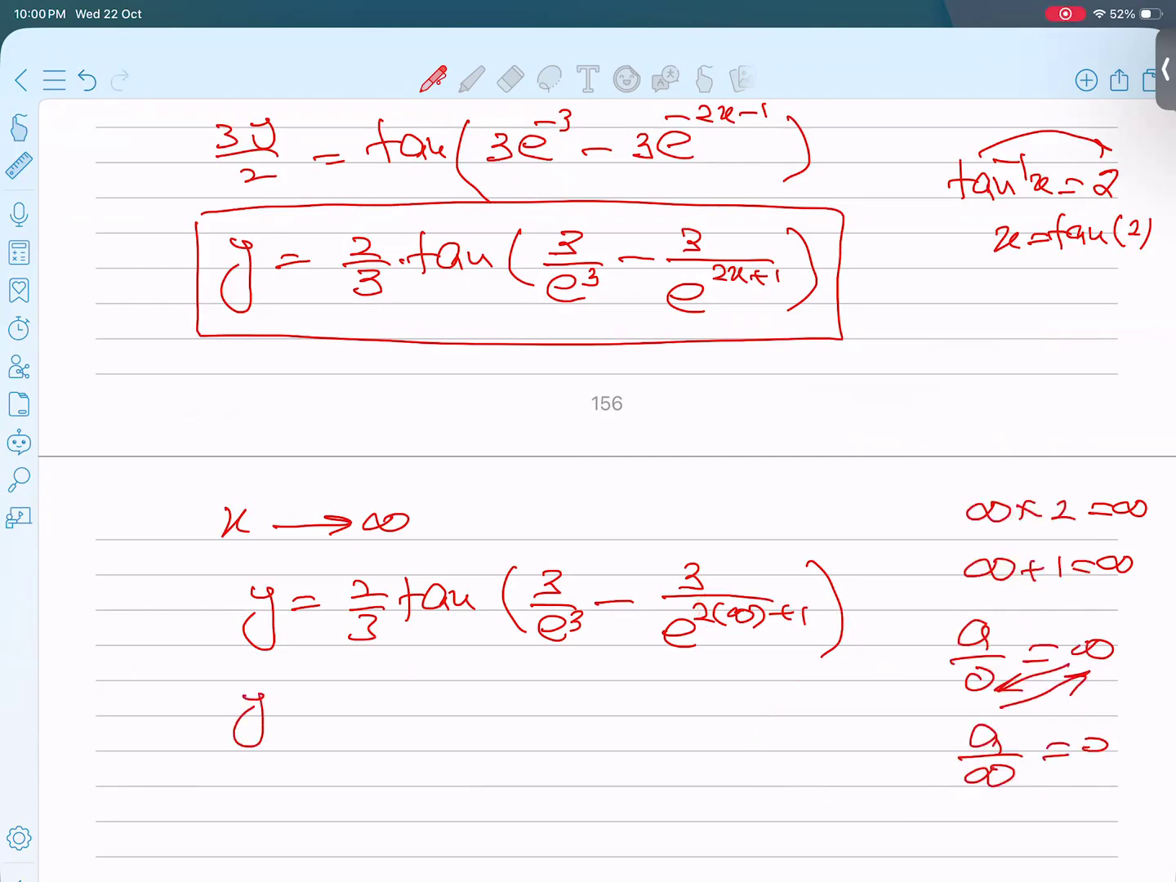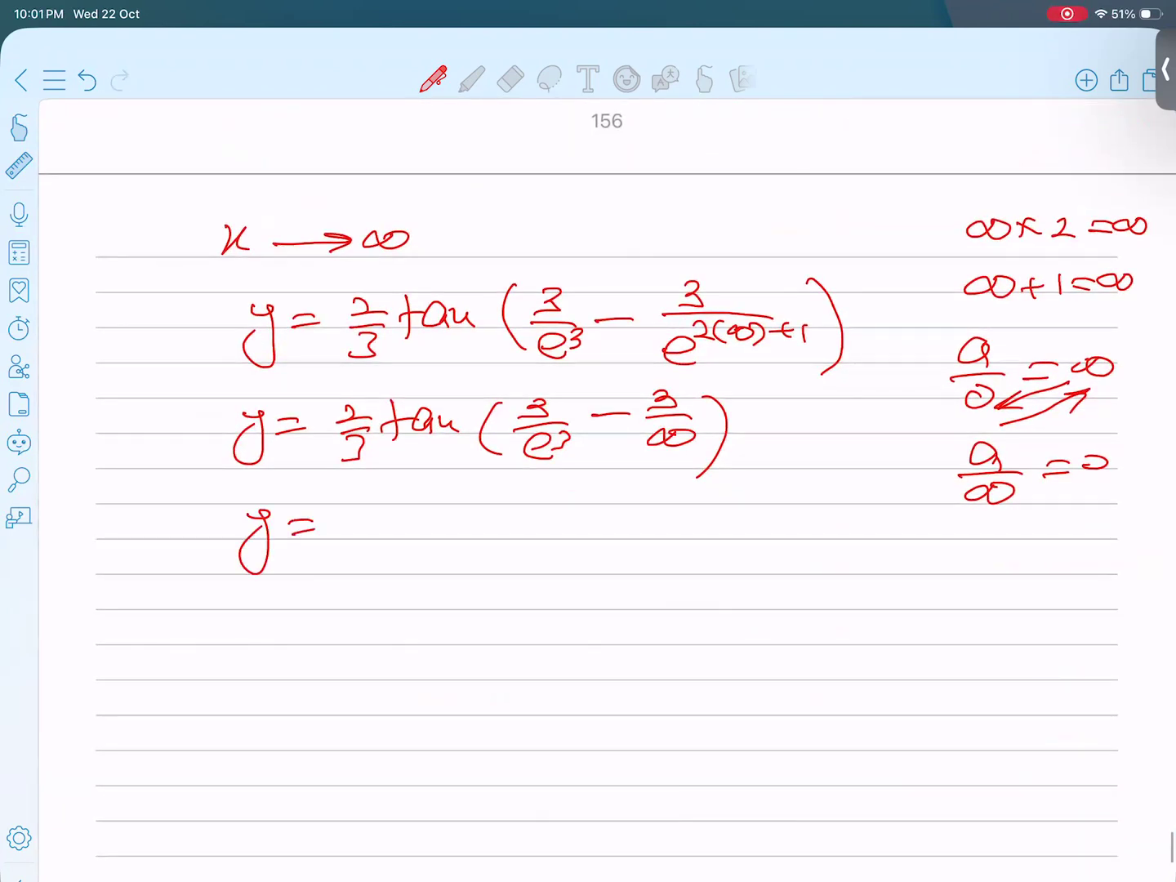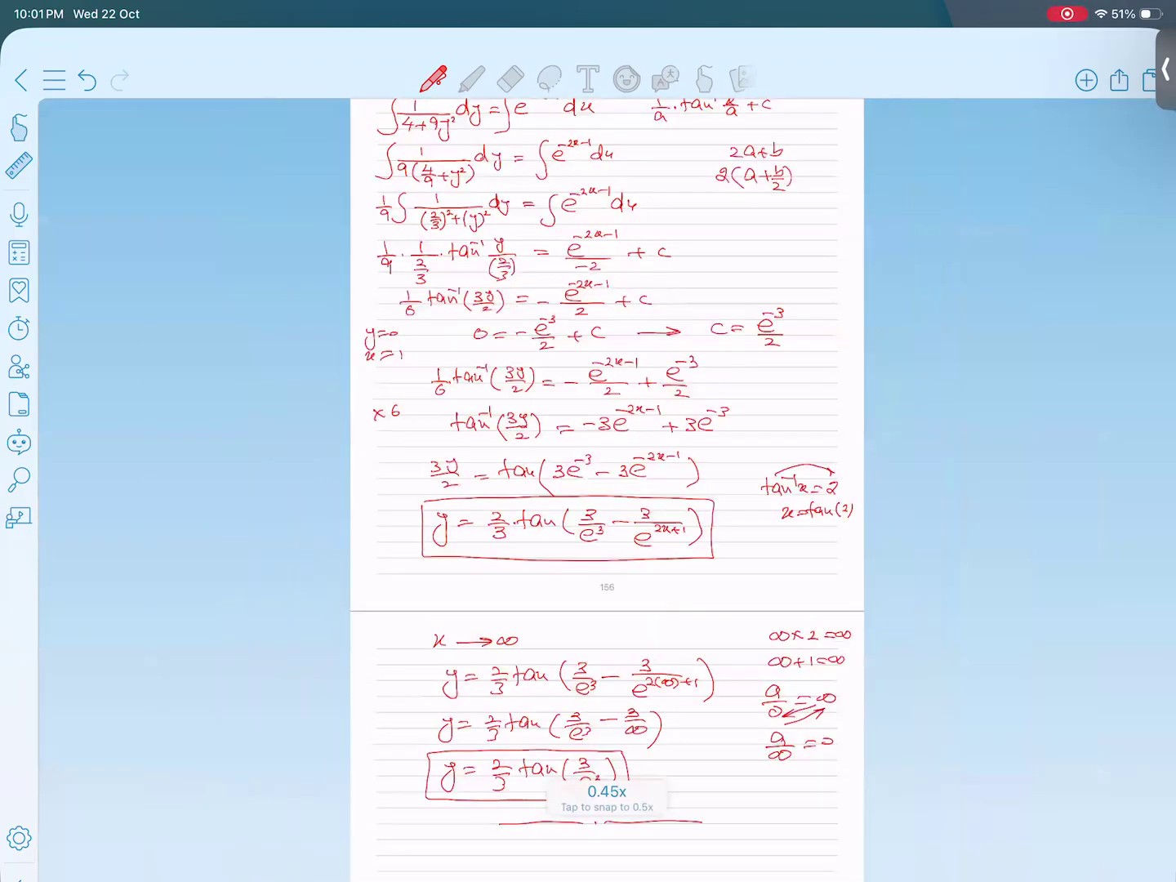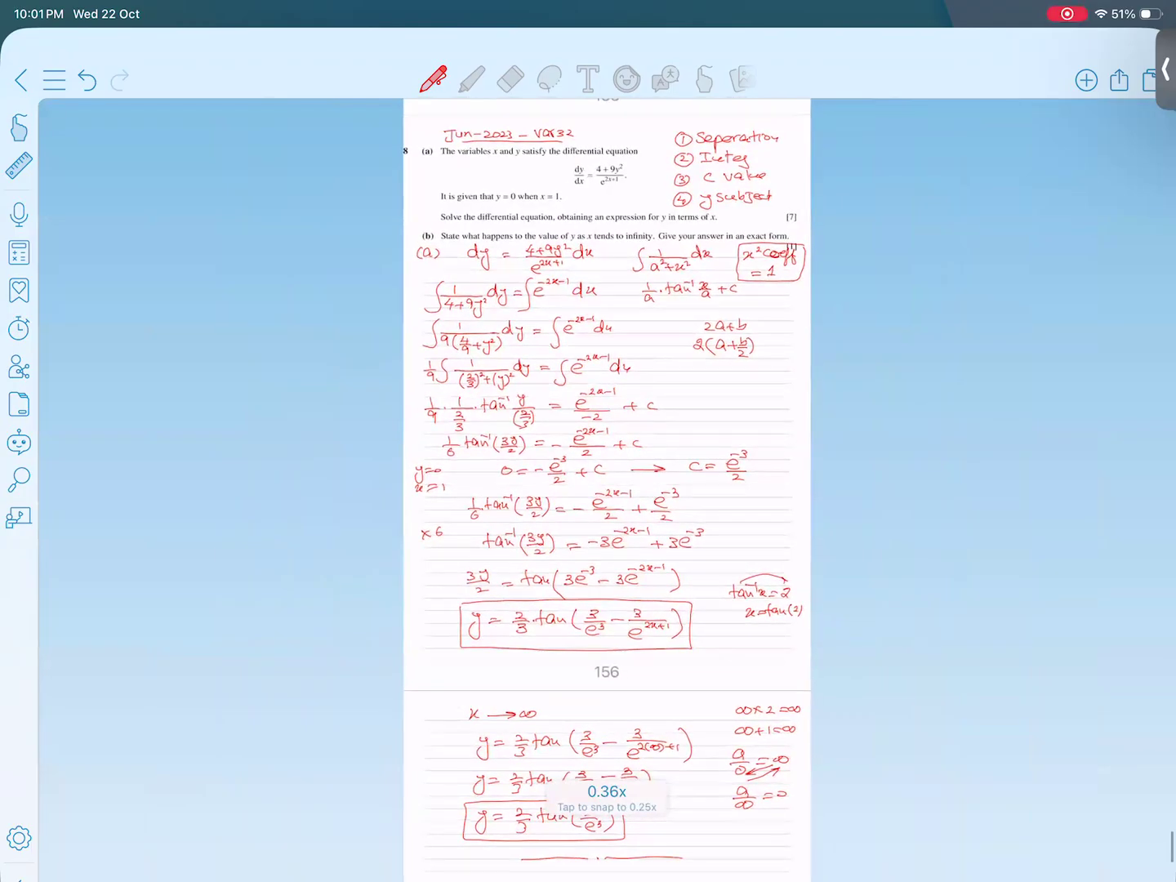So I can write it now: 2 by 3 tan of 3 over e cube. And this is infinity completely. So 3 by infinity will give us 0. So finally, I got 2 by 3 tan of 3 over e to the power 3. He is asking us for the exact answer. This is the exact answer he was asking from us. So alhamdulillah rabbil alameen, the question is completely clear.